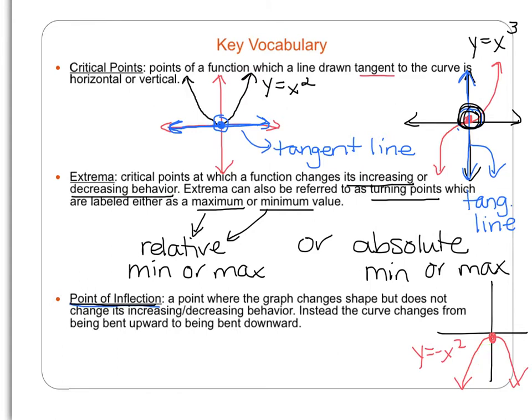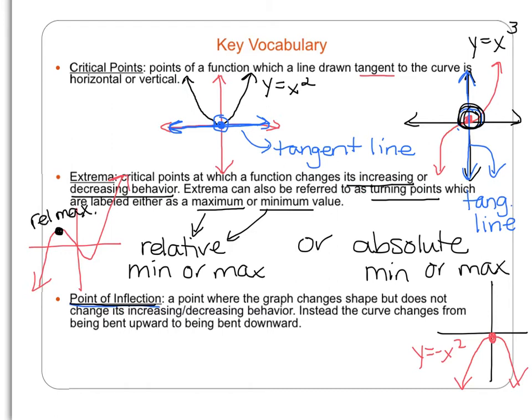Now, there's something called relative max and min. If you think about a relative minimum and a relative maximum, something like this graph, this point right here would be called a relative min. This point right here would be considered a relative max, because in relationship to the points around it, this is the highest point on the graph.